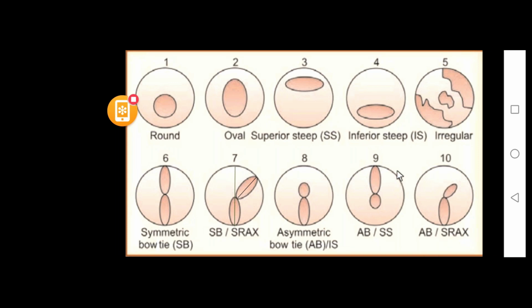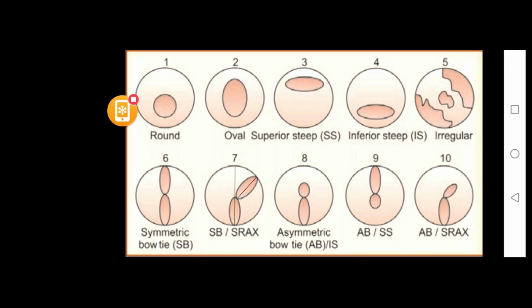So what you need to remember is, first things first, what you see in a pattern is whether it's a bow tie pattern or a round pattern or an oval pattern. Suppose it's a bow tie pattern, you have to find out whether it's a symmetric bow tie or an asymmetric bow tie. And one bow tie that is missing in this photograph is a horizontal bow tie.